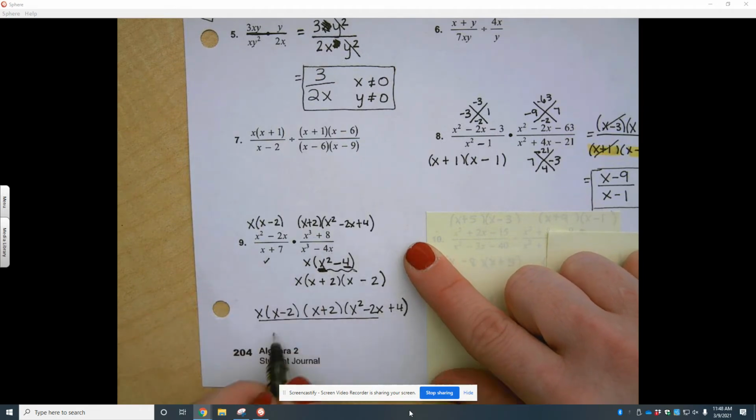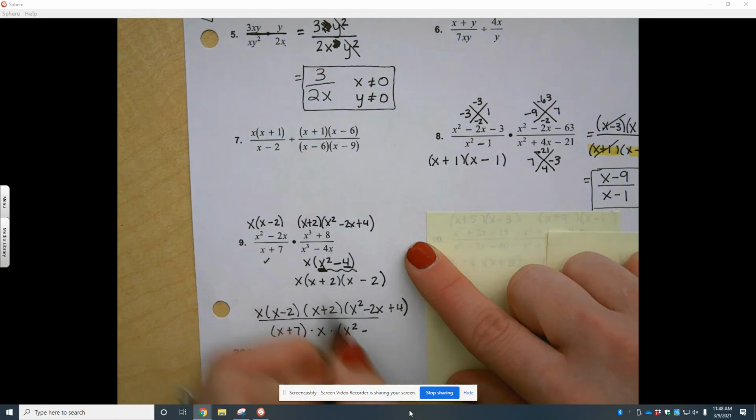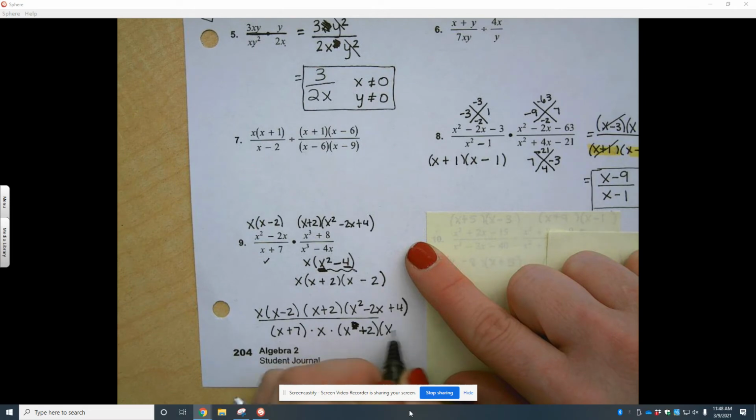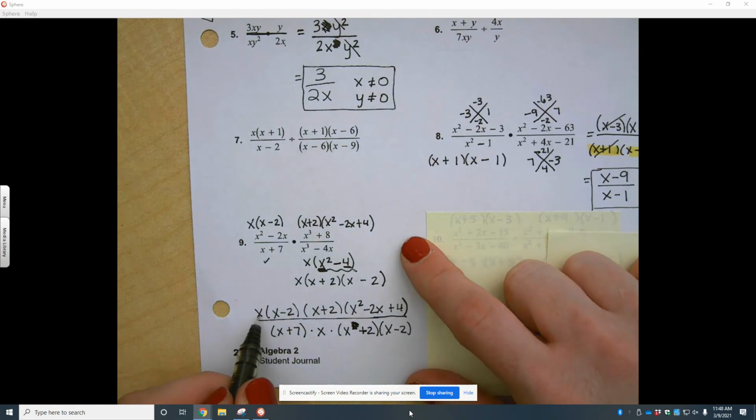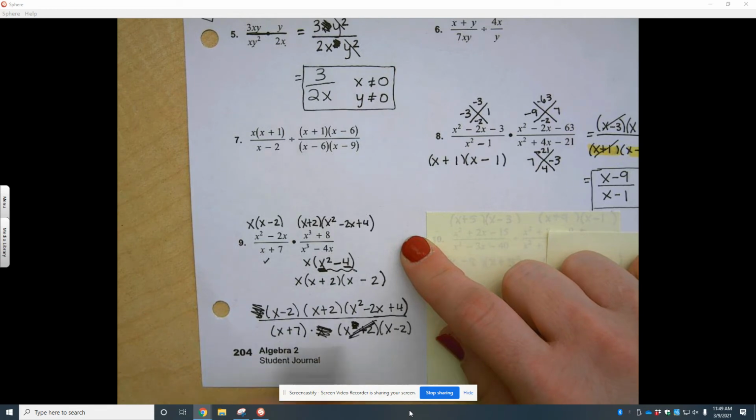On the bottom, I have x plus 7 times x times, oops, sorry, not x squared. I use this one, x plus 2 and x minus 2. Whew, this is a big one. All right, let's start canceling things out. So I see this x and this x, and again, this is all multiplication. There's no adding outside of the parentheses. So this x will go with this x. This x plus 2 will go with this x plus 2. And then the x minus 2, and then x minus 2.